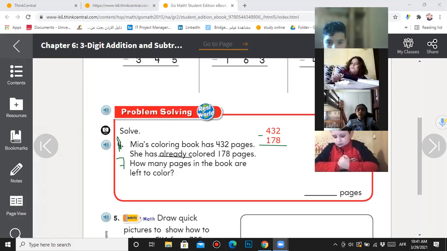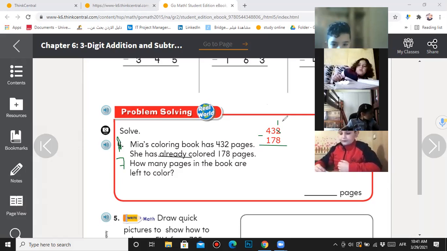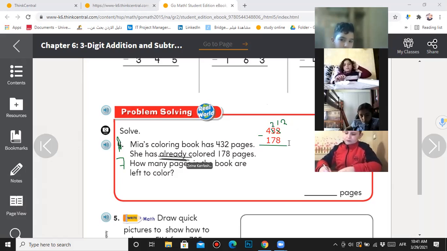Two minus eight, it will not work. We will take from the three, which will become two. So we regroup 32 as 2 and 12. 12 minus 8, what do you want? 4.